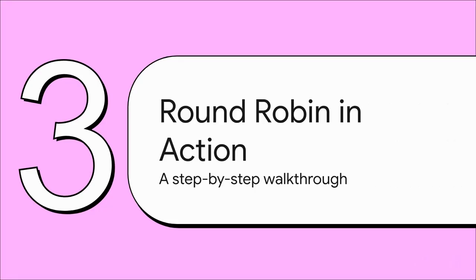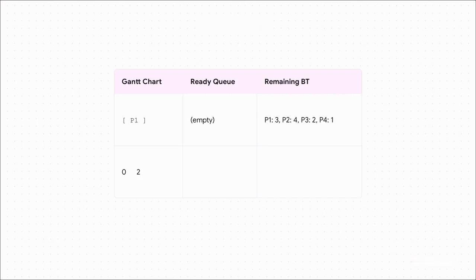All right, this is where the magic happens. We are going to build our Gantt chart and manage that ready queue step by step. So you'll want to pay close attention to 2 things: the clock and the order of the processes in our queue. Okay, at time 0, the clock starts. Who's here? Only process 1, so it's easy. P1 gets the CPU. It runs for its full time quantum of 2 units. It needed 5, so it now has 3 units of work left to do.